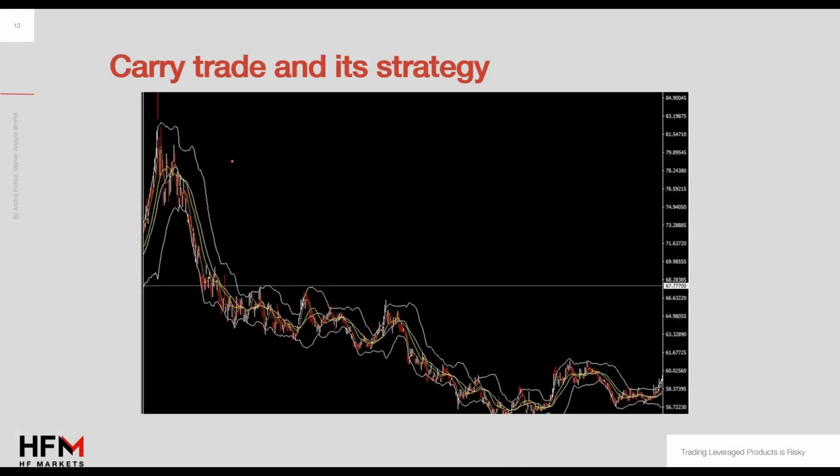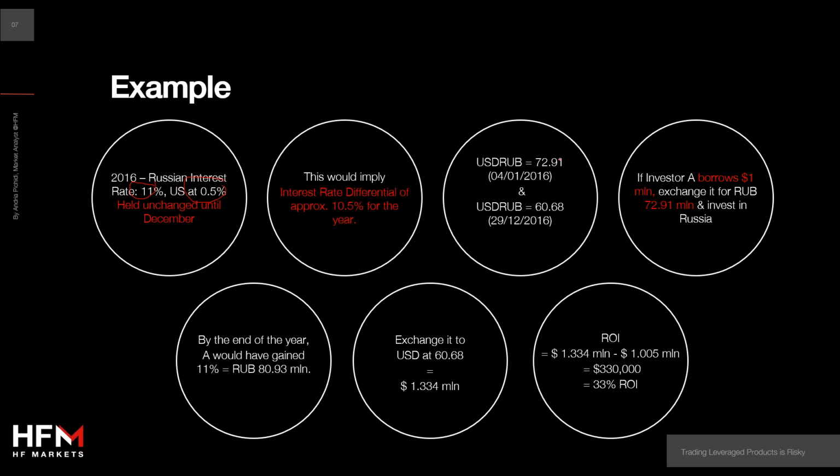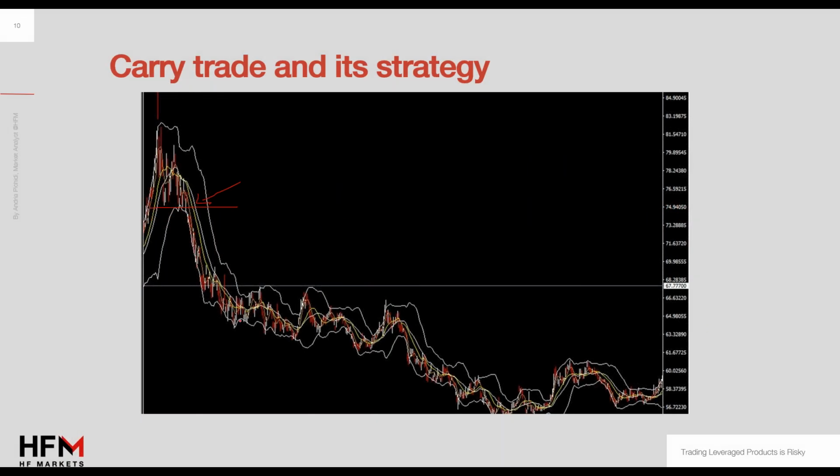At the beginning of the year, as you can see in the very next slide, the exchange rate stood somewhere here, around 72, at that breakout. On the 4th of January, it was at 72.91. And on the very last trading day of December, it ended up at 60.68. So let's look at this huge aggressive move. At the beginning of the year it started at 72.91, and at the end of the year it ended up at 60.68.